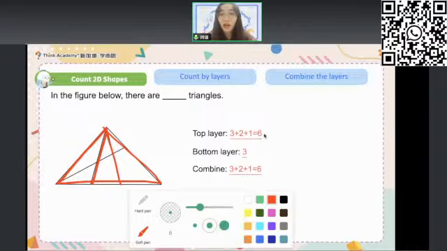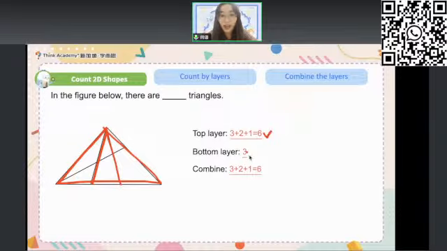It should be 6, and then plus 3, and then plus 6. So what is the answer? Correct, it should be 15, okay?